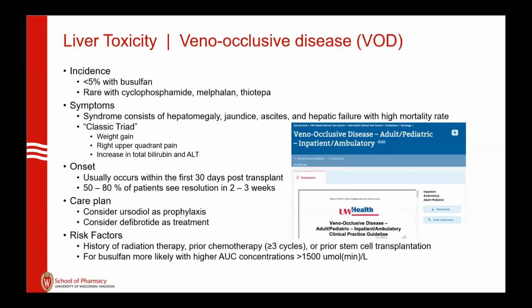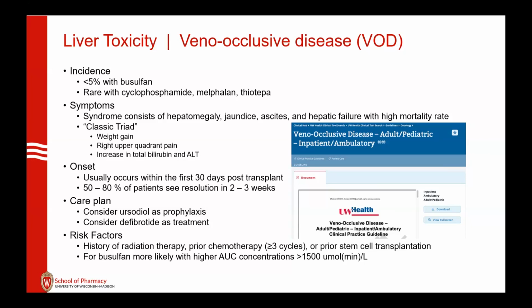So it's within the first 30 days of transplant. You're not going to see this with your breast cancer doses or your lymphoma CHOP doses, for instance. And we use Ursadiol as prophylaxis for all patients, and then defibrotide is a treatment for this adverse effect. There's a lot to defibrotide, so make sure you look at the clinical practice guideline if you need to use it. I won't go into details here.